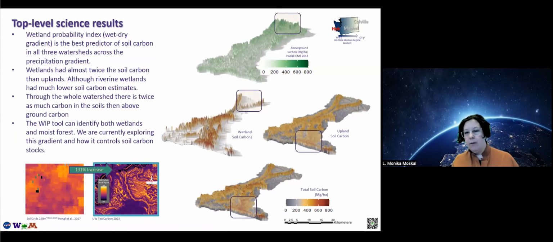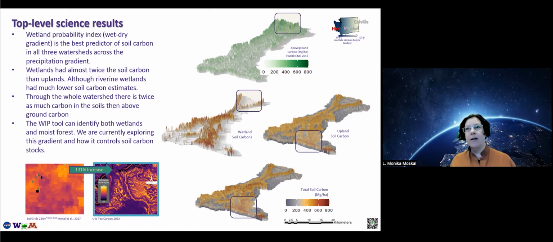Okay, some of the results, I won't be able to talk about it all, but we can see that wetlands had almost twice the soil carbon than upland forest. And although riverine wetlands had a much lower soil carbon estimate, a lot of the areas that we were detecting had quite a bit.